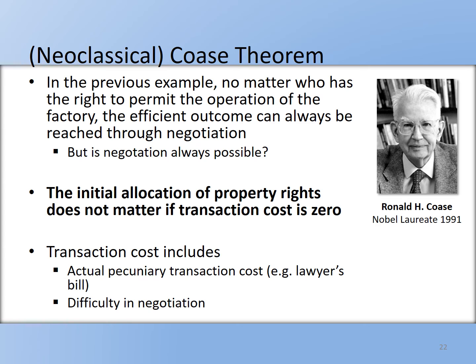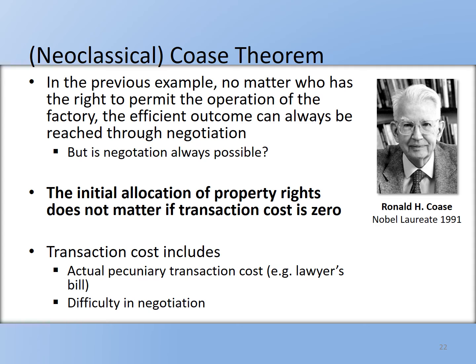Because in the actual world, transaction cost is not zero. In order to facilitate transactions, you need institutes. You need ways for people to negotiate. So for example, precisely because it's costly for thousands of victims of factory pollution to negotiate with a factory, we have a governmental environmental agency to regulate pollution. The government is an institute that arises to overcome the transaction cost in reducing pollution.